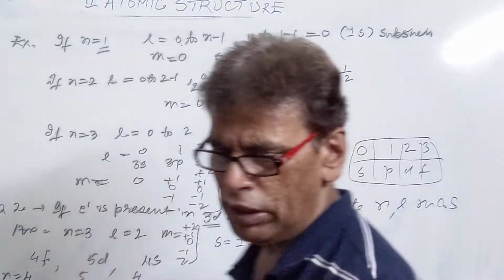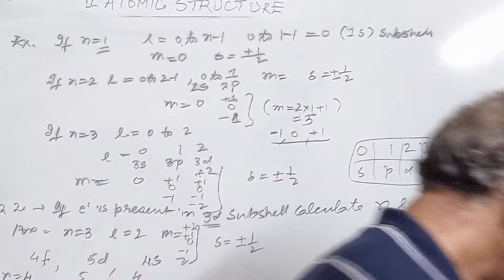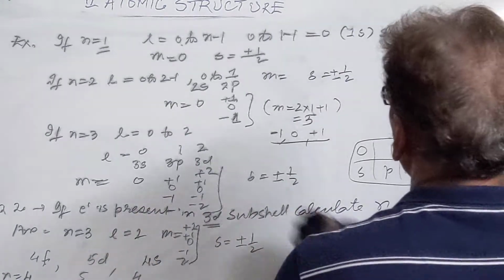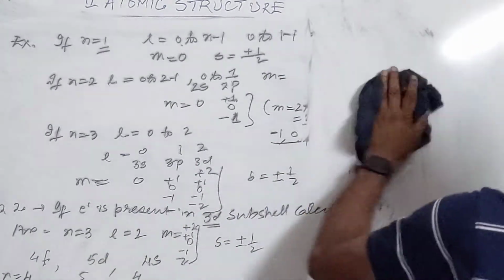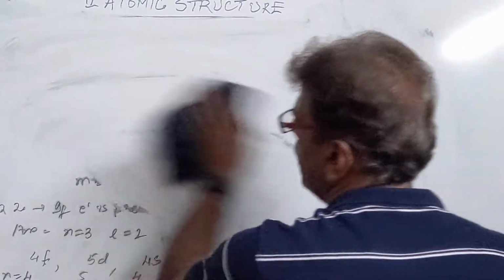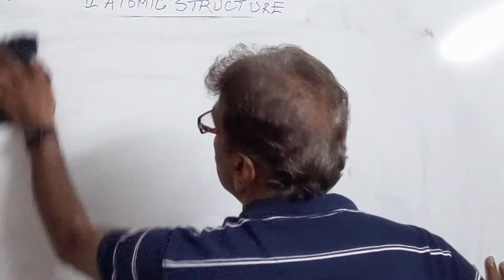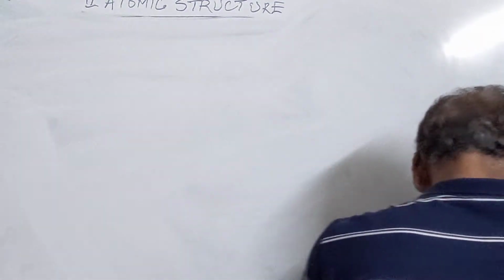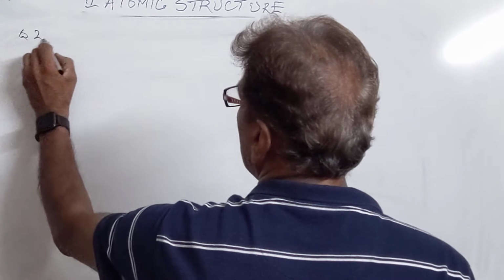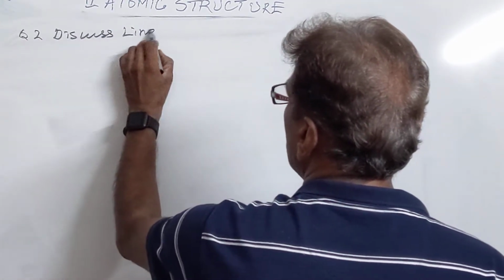So in this manner we can solve the problems of quantum numbers. There is no problem in solving these problems. We have just explained the quantum numbers. After explaining quantum numbers, we come to a very important question: discuss the line spectrum of hydrogen. Why is a large number of lines seen in the hydrogen spectrum? So our next question is, discuss the line spectrum of hydrogen.